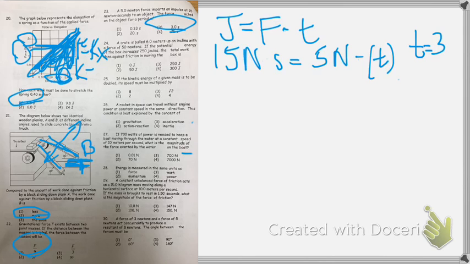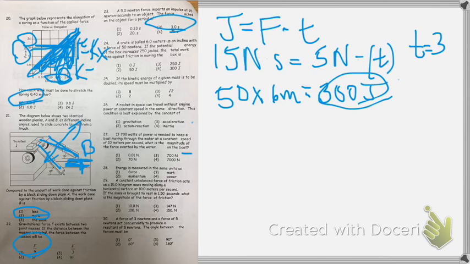A crate is pulled 6 meters up an incline with a force of 50 newtons. If the potential energy of the box increases 250 joules, the total work done against friction in moving the box is. So if it's 50 newtons times 6 meters, the work that should be done is 300 joules. Well, that is the work that's done. That should be done. The energy that should be transferred should be 300 joules. But it says the potential energy only goes up by 250. That other 50 joules of work was the work done against friction. So that's where answer 2 comes from.